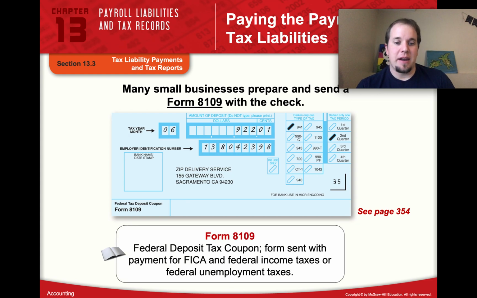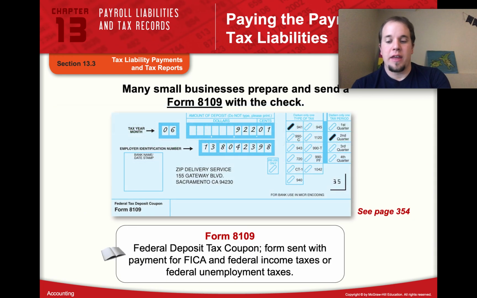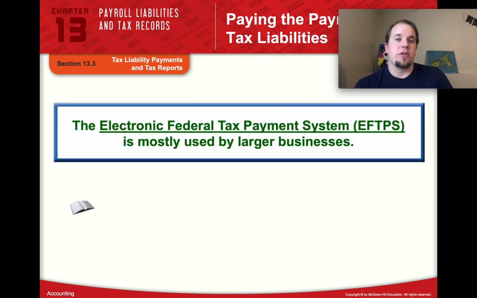A little more insight about the form itself. The EFTPS, this is designed for larger businesses. There's no possible way that large corporations with hundreds of thousands of employees could do this form that we just saw here, the 8109. So they have a different system in order to do this.